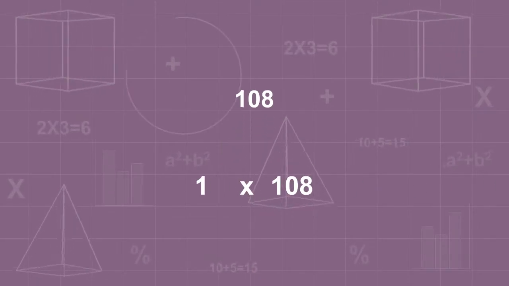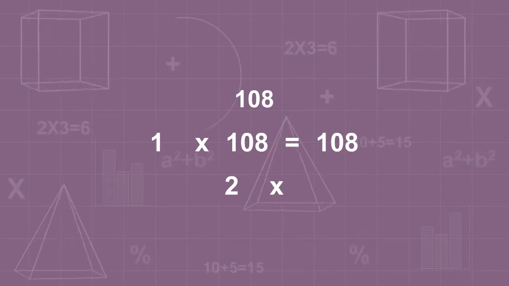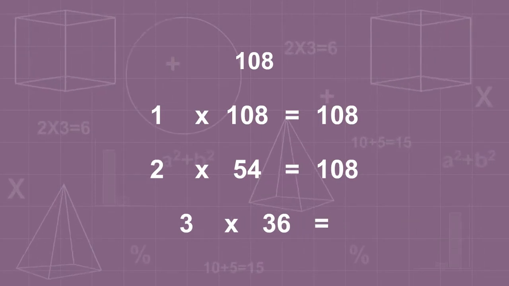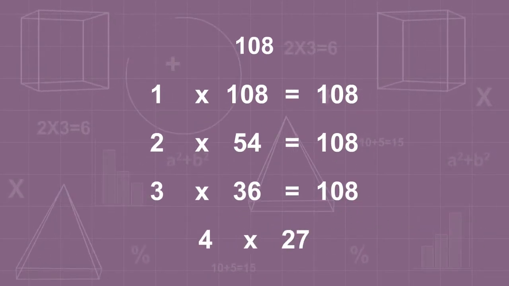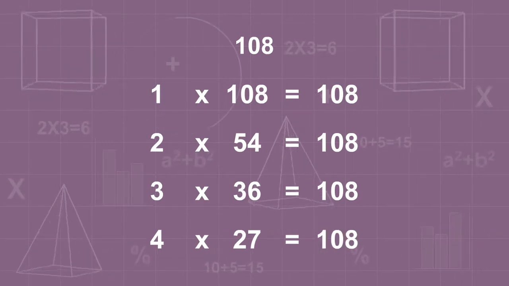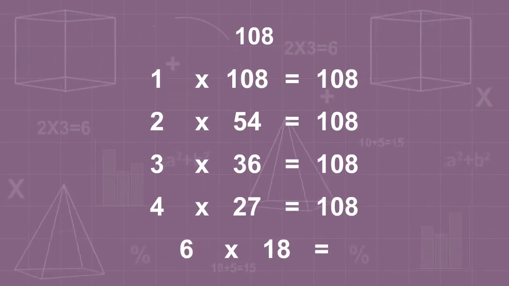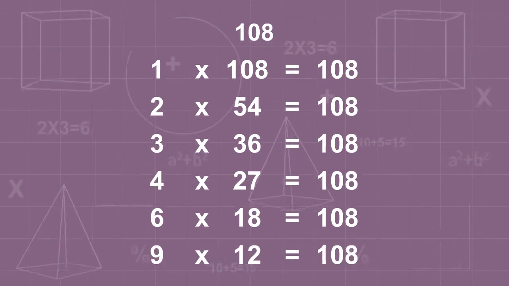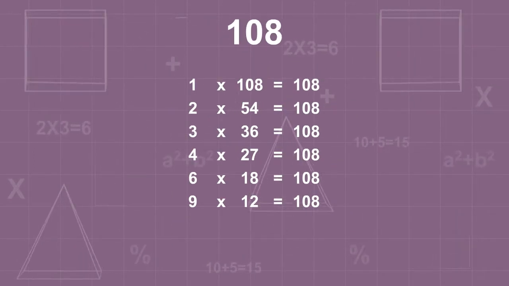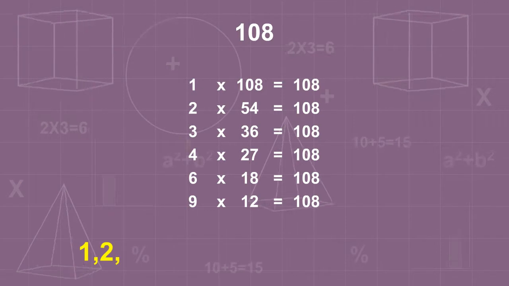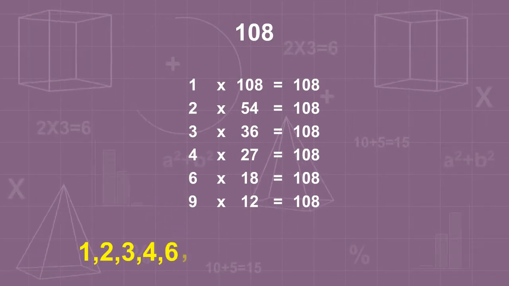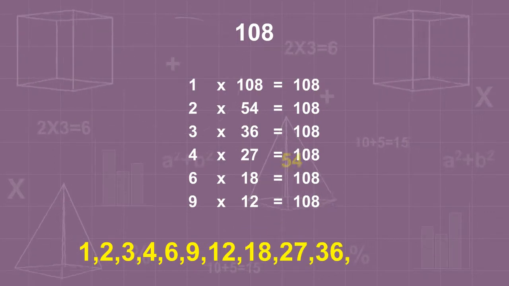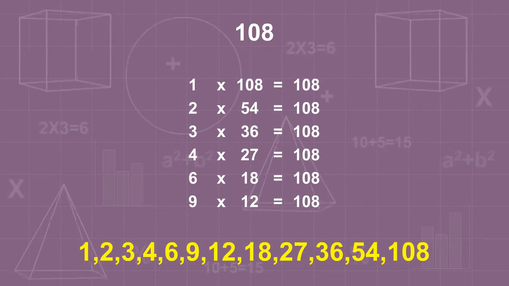1 into 108 is equal to 108. 2 into 54 is equal to 108. 3 into 36 is equal to 108. 4 into 27 is equal to 108. 6 into 18 is equal to 108. 9 into 12 is equal to 108. Thus, the factors of 108 are 1, 2, 3, 4, 6, 9, 12, 18, 27, 36, 54 and 108.